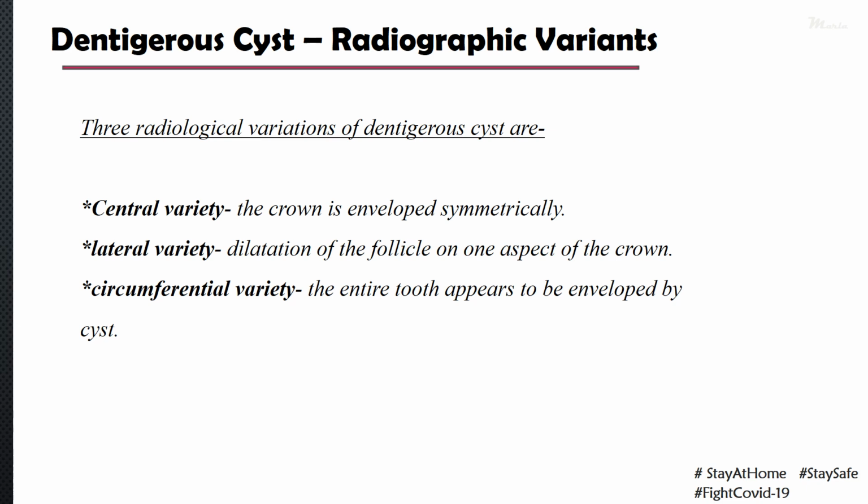However, based on occurrences, 3 radiographic variants have been identified. These are the central type, the lateral type, and the circumferential variant. The central variety of dentigerous cyst shows the symmetrical envelopment of the crown. In the lateral variety, there is dilatation of the follicle on one aspect of the crown. In the circumferential variety, the entire tooth appears to be enveloped by the cyst.